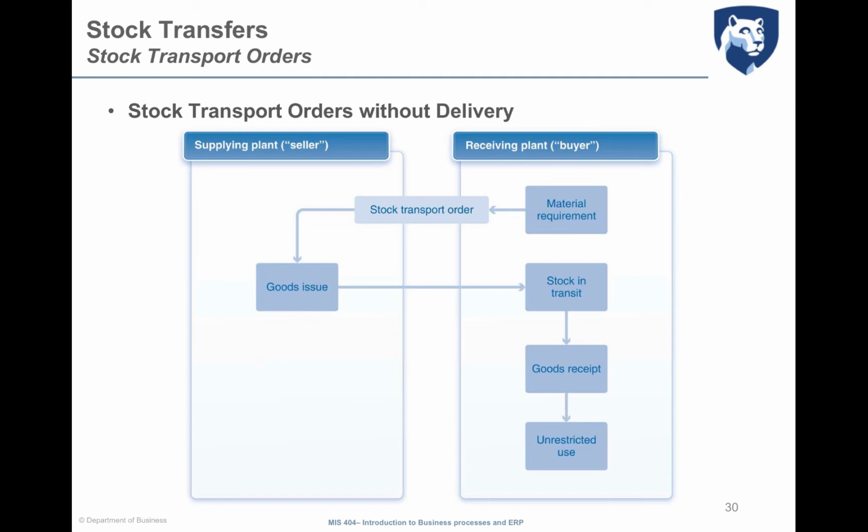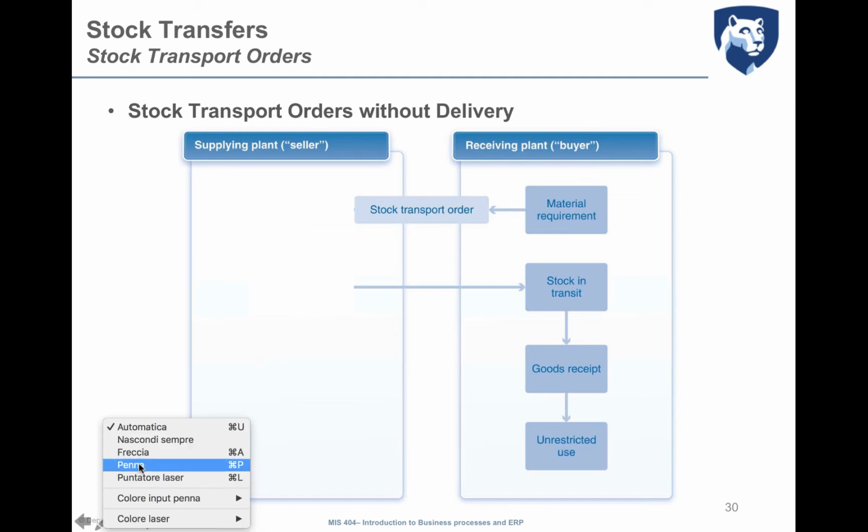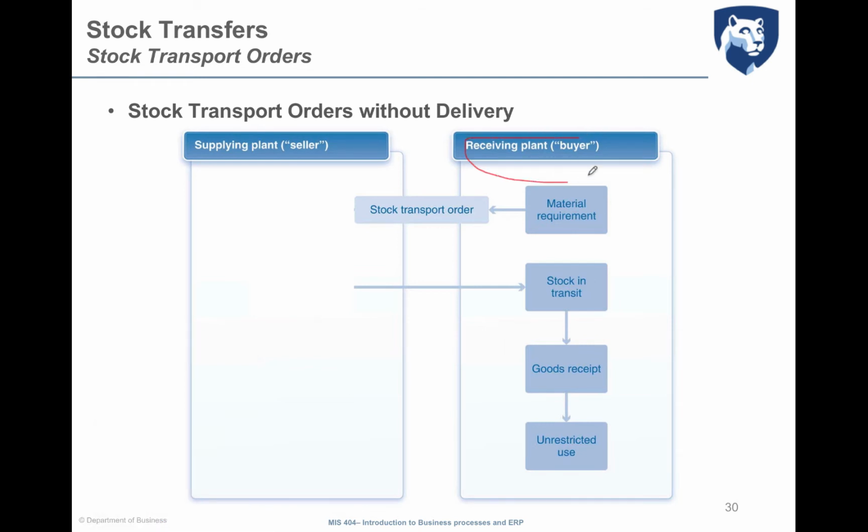Let's see how the stock transport order without delivery works. As you can see, it's the receiving plant. Please remember that it is the receiving plant, so the buyer, that creates the stock transport order, because it's like if it were a purchase order. So the receiving plant creates the stock transport order.